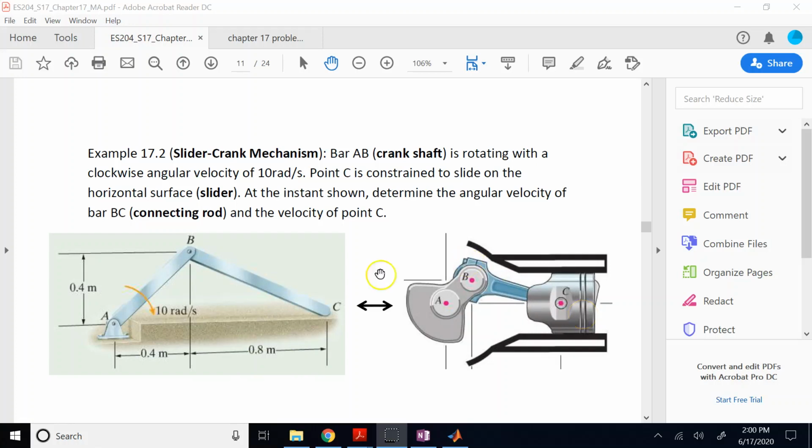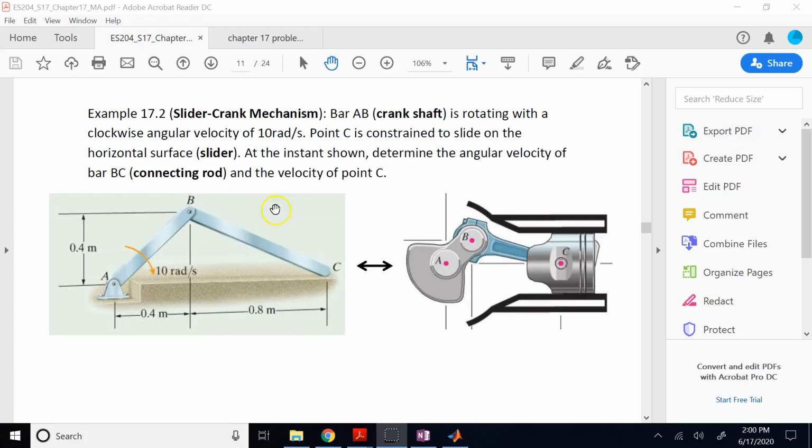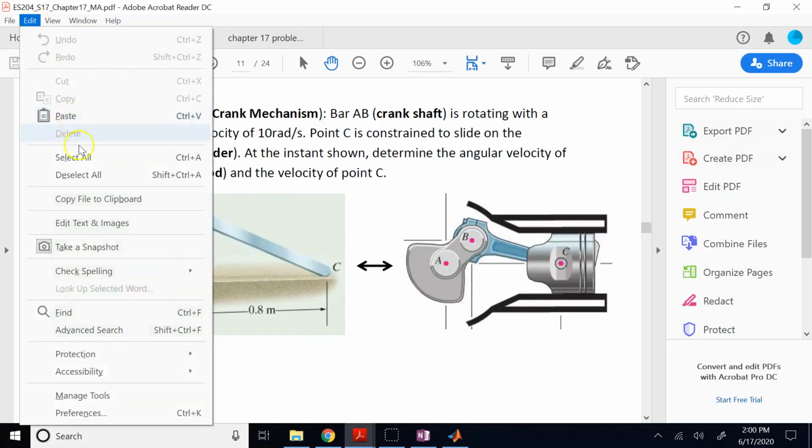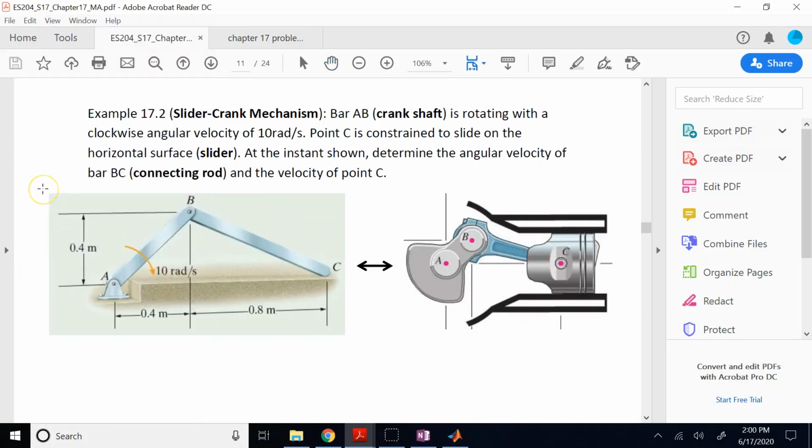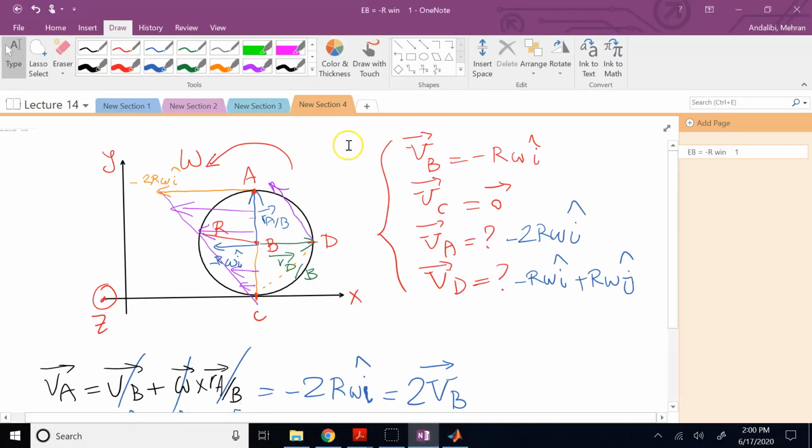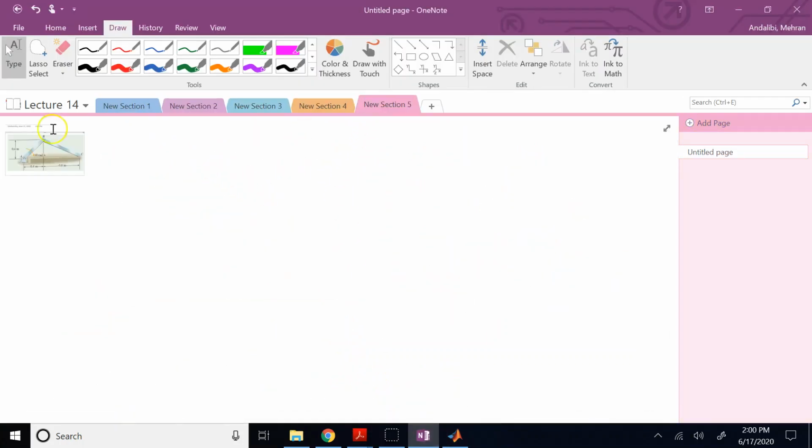Here, what we want to know is, if the crank bar AB is rotating clockwise with 10 radians per second as shown, find the velocity of point C and then the angular velocity of the conrod omega BC. Okay, so we're going to take this and go here and solve.